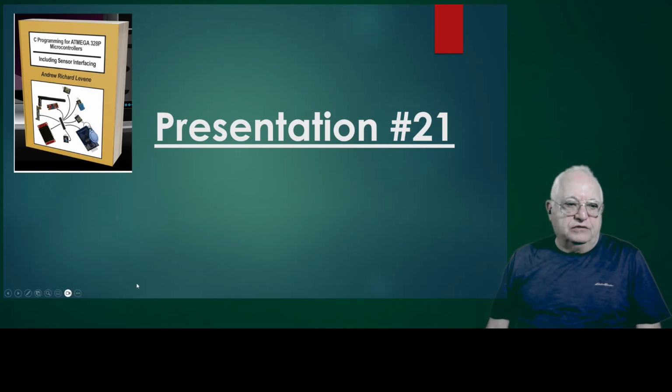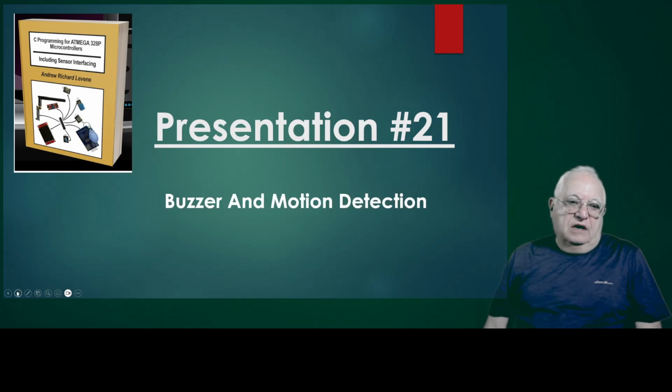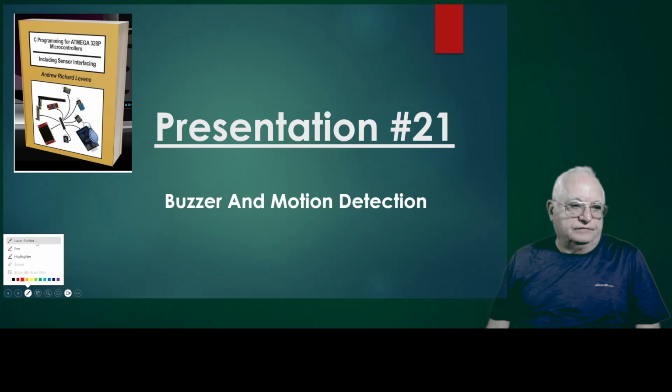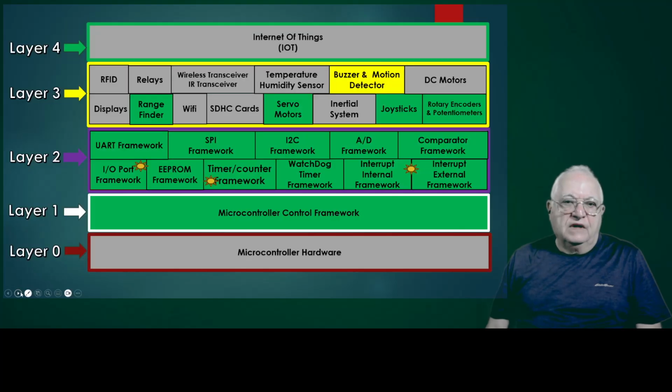Today's presentation, I'm going to be talking about the buzzer and a motion detector sensors. The buzzer and the motion detector sensor is part of our layer 3 architecture. Now I've made a mark on the items of layer 2 that we are going to be using for our programming. That would be the I/O ports, timer counters, interrupts.